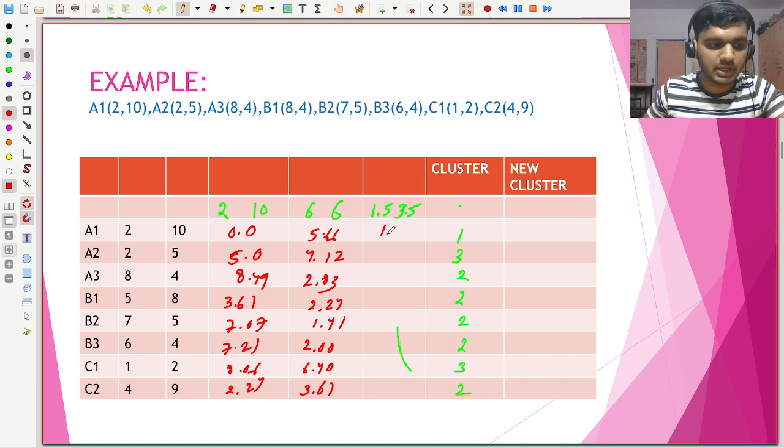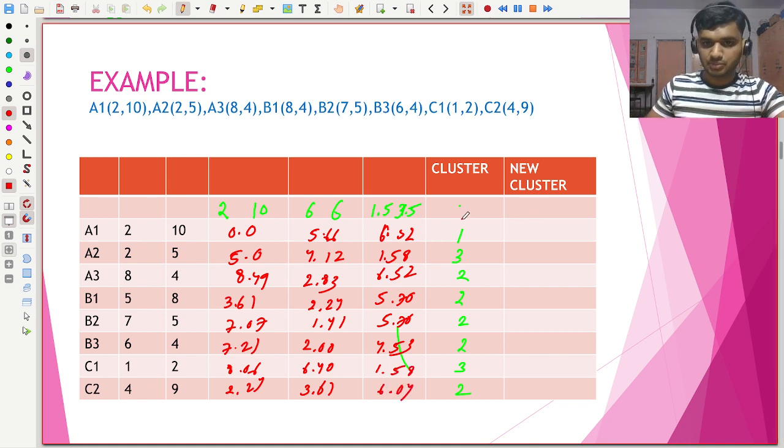Okay, here if you calculated, that is 6.52, 1.58, 6.52, 5.70 and 5.70, 4.53, 1.58, 6.04. Here you mark which cluster is present. 0 point, so cluster 1. Here you mark which is minimum, that is cluster 3.